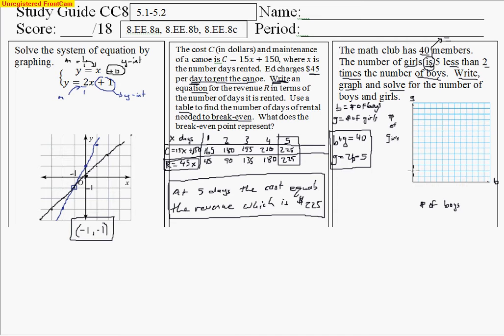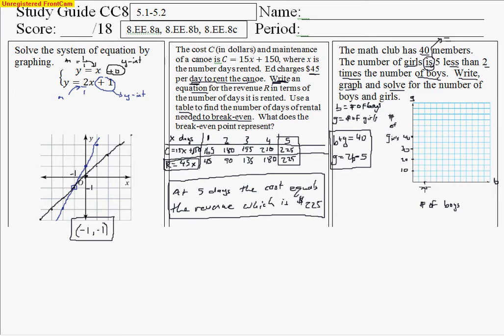So that's what I'm going to do. I'm going to call each interval here 5, and so I'll just write in a few of these. So I'll do 10, 20, 30, and 40. And then I'll do the same thing along the x-axis, or my b-axis.